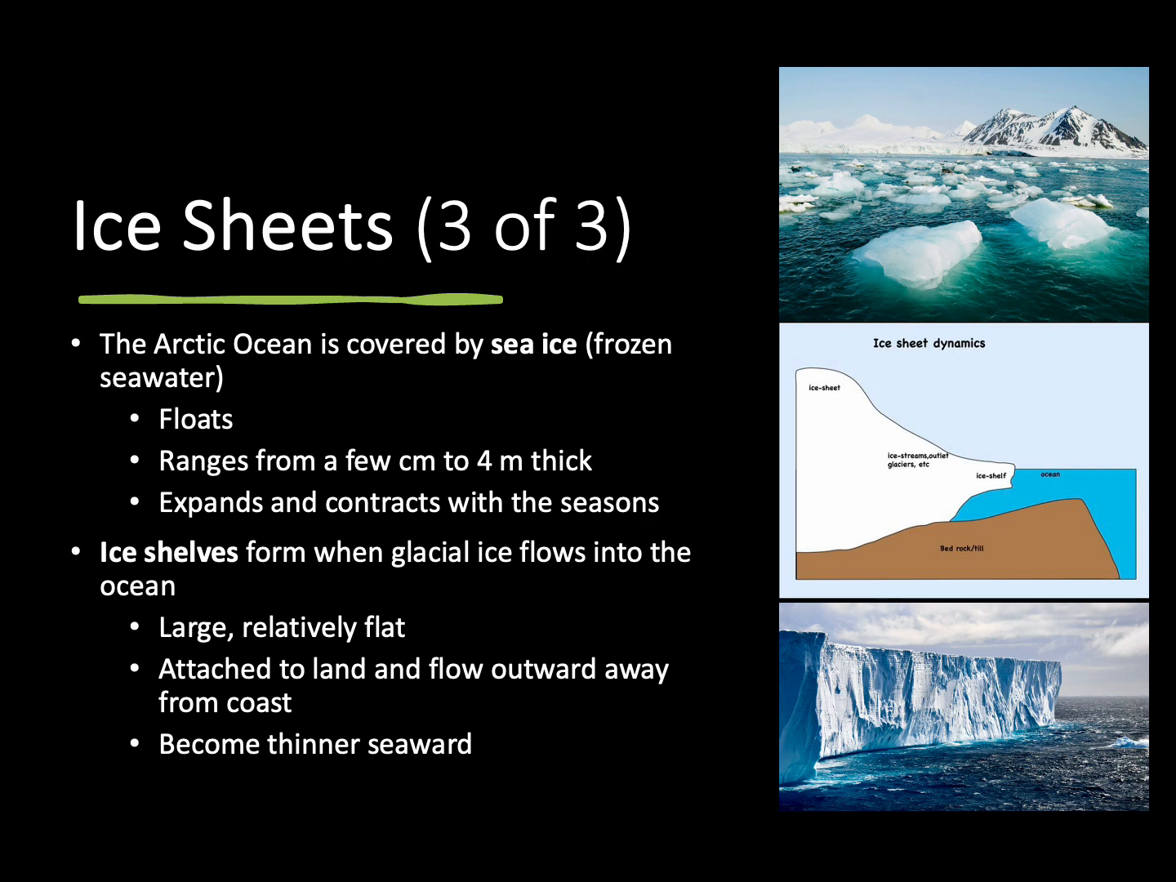But we're going to see that the amount of ice in our oceans is going to expand and contract with the seasons. When it gets colder, we'll have more sea ice in the oceans. When it's warmer, that ice will melt and we'll have less of it.